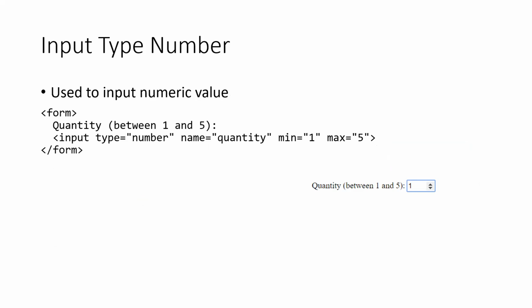Okay, so sometimes you want to give a range or quantity. For example, let's say you want to add a quantity between 1 and 5. So you can say input type as number, and then you can specify minimum and maximum values, which means you can select one of the values between 1 and 5.